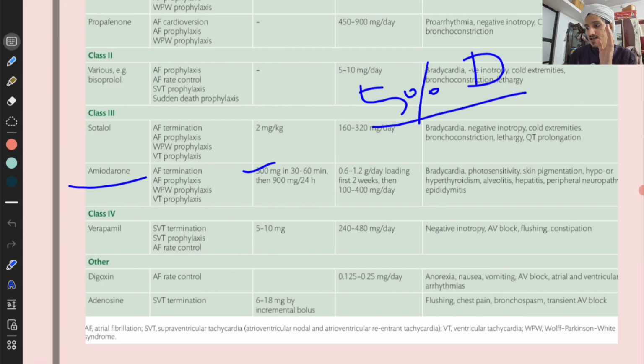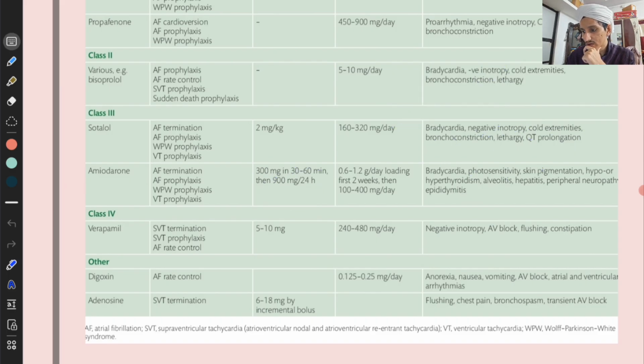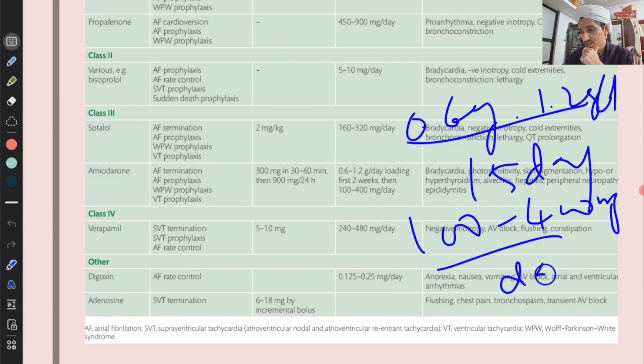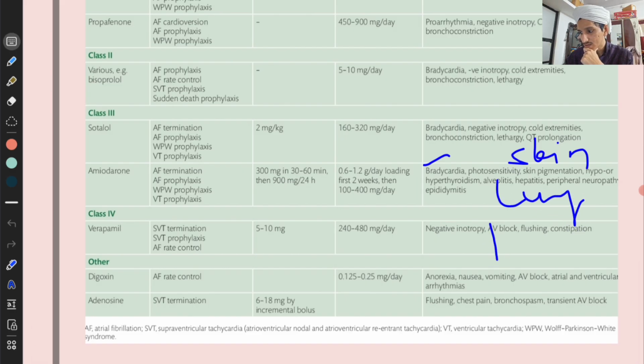You will dissolve this much of drug in 100 ml of 5% dextrose and give over half to 1 hour. After that you give 900 mg over 24 hours. Okay, that is IV. In oral, the loading dose is 0.6 to 1.2 gram per day for the first 15 days, then 100 to 400 mg per day. So remember the side effects of this drug, because this is used very much now. Bradycardia, skin problems, lung problems, thyroid problems, and nerve problems it can cause.